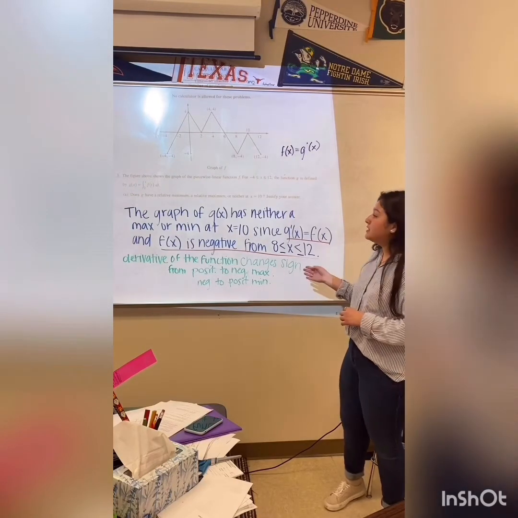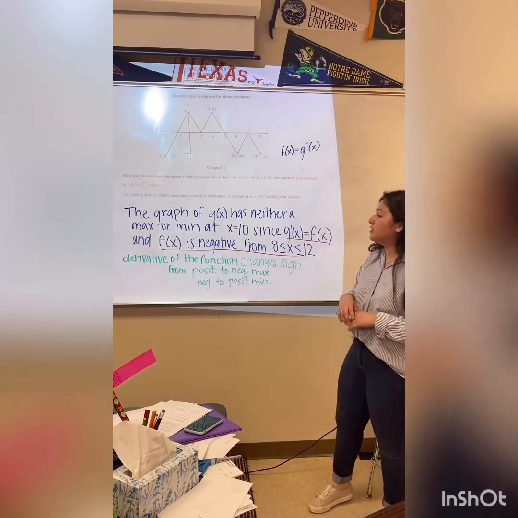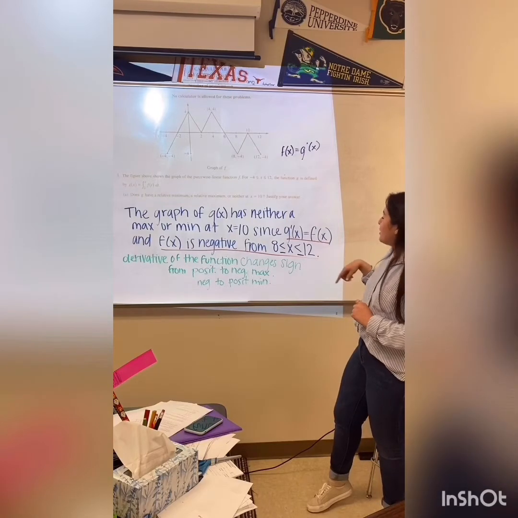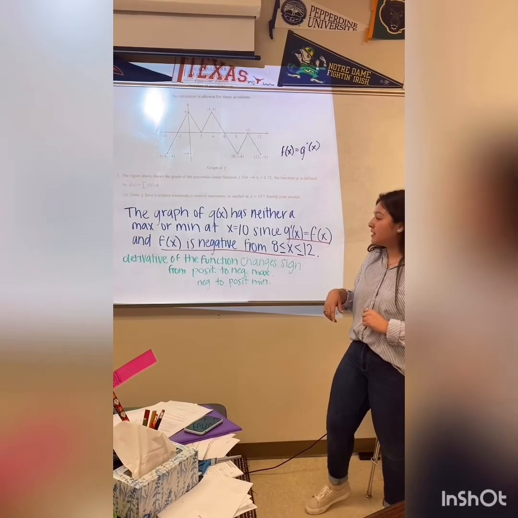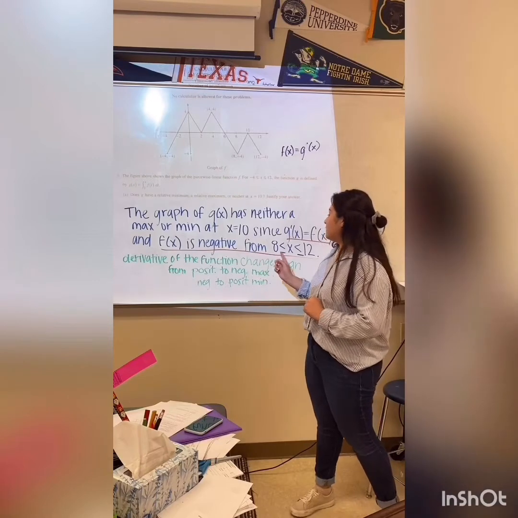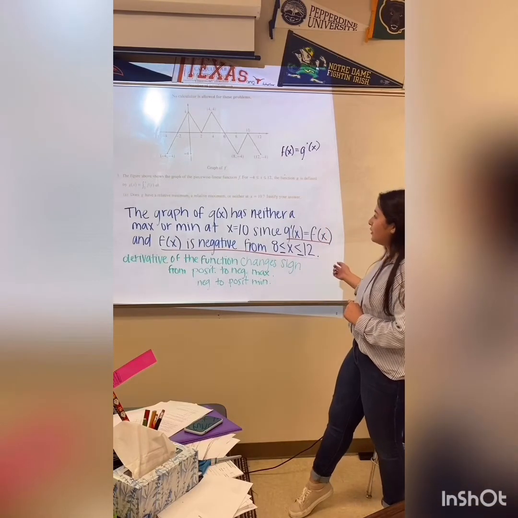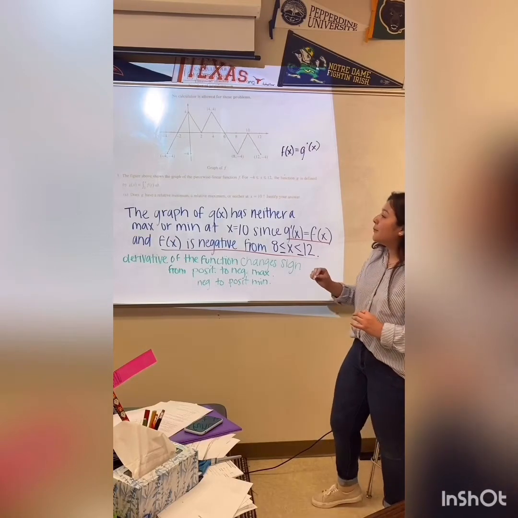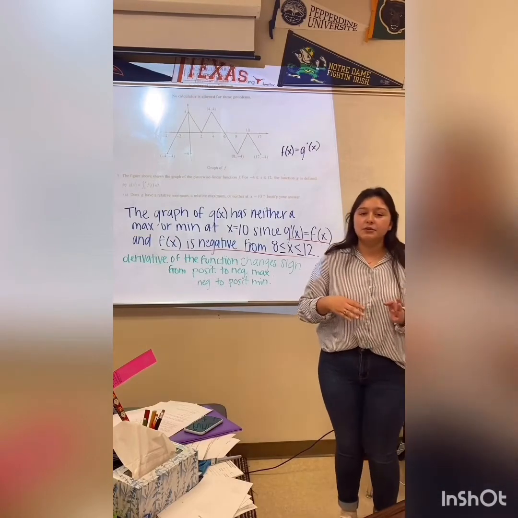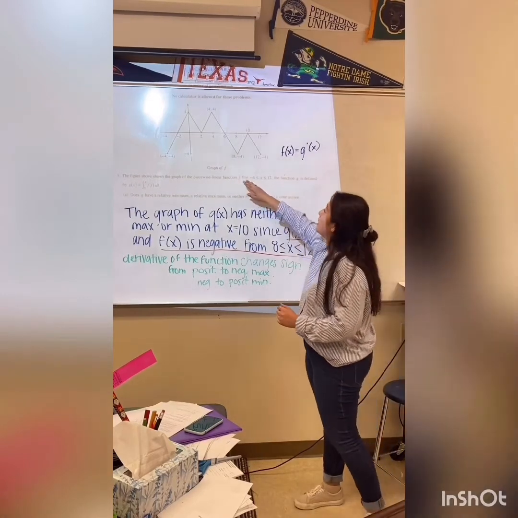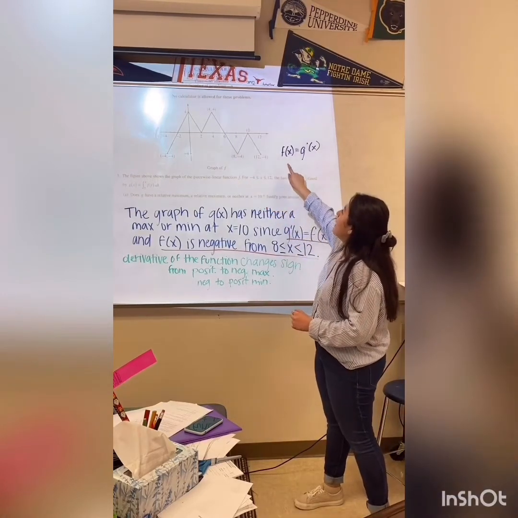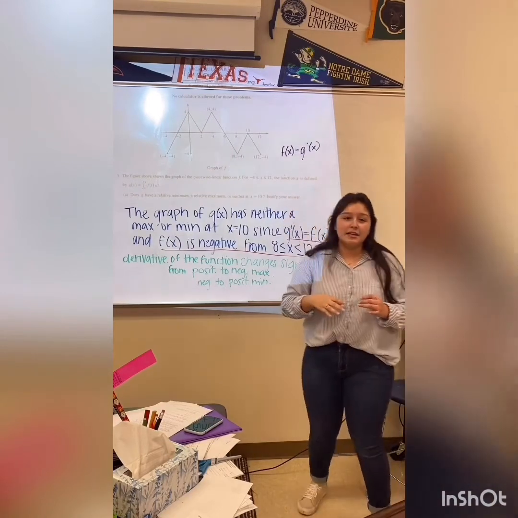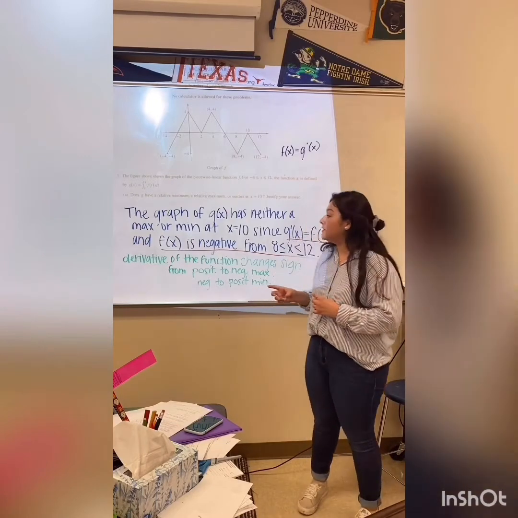And the answer for this is the graph of g of x has neither a maximum or a minimum at x equals 10, since g prime of x equals f of x, and f of x is negative from 8 to 12. And for this part of the FRQ, most students get it wrong because they don't know what the graph is actually showing. The graph is actually showing that f of x equals g prime of x. It's the same thing, and that's stated by the second fundamental theorem of calculus.